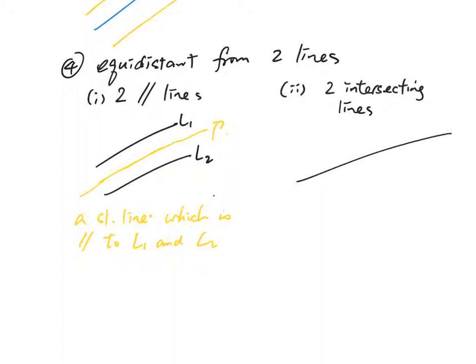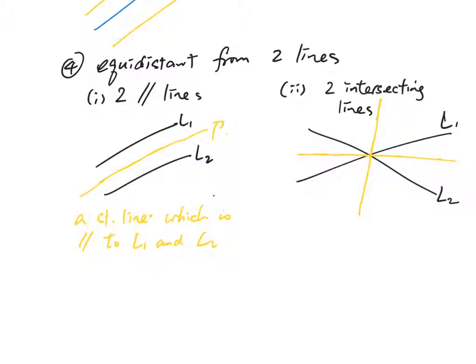Coming to the second case, you have two intersecting lines. That means simply it's a big cross. And then in order to find the equation of the locus, it comes up with the first one. You may have this yellow one, which is equidistant from L1 and L2. You also have another one which is equidistant from L1 and L2 as well.